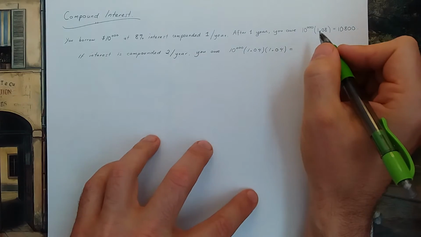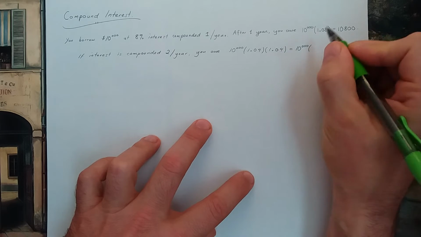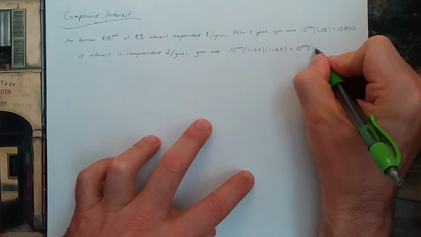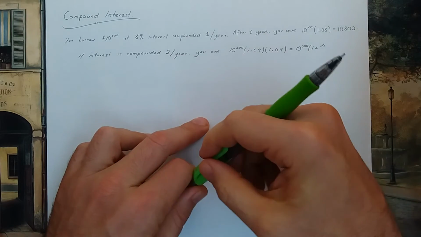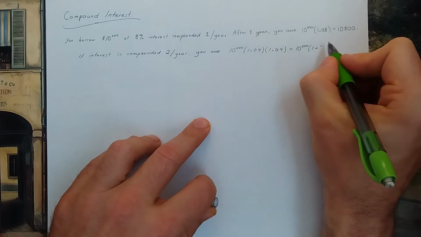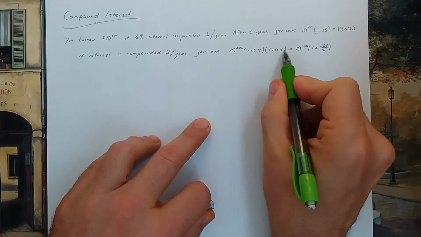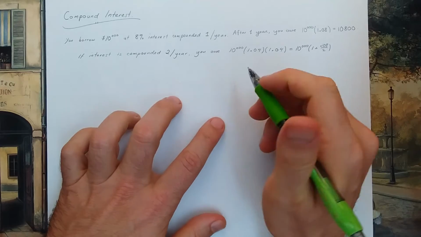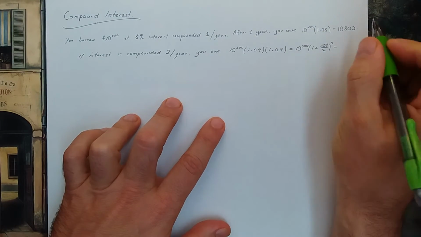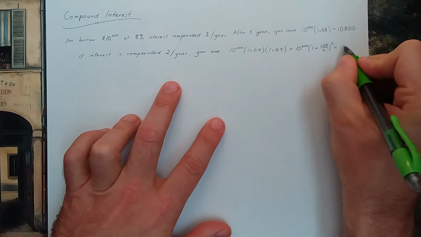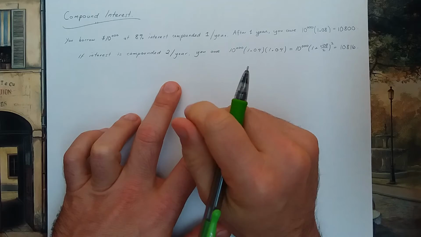If you do this calculation, you may notice I have 10,000 times 1 plus my interest rate, which is 8%, 0.08, divided into 2 parts, because I'm compounding it twice a year. And if you do the calculation, you'll get $10,816.